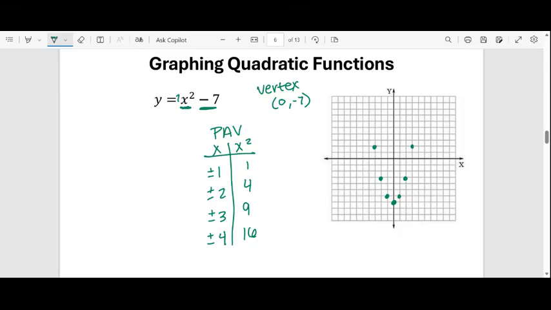And left and right 4, up 16. I think we can fit that. Yes, we can, right there. And you can draw in your lines to make your parabola.